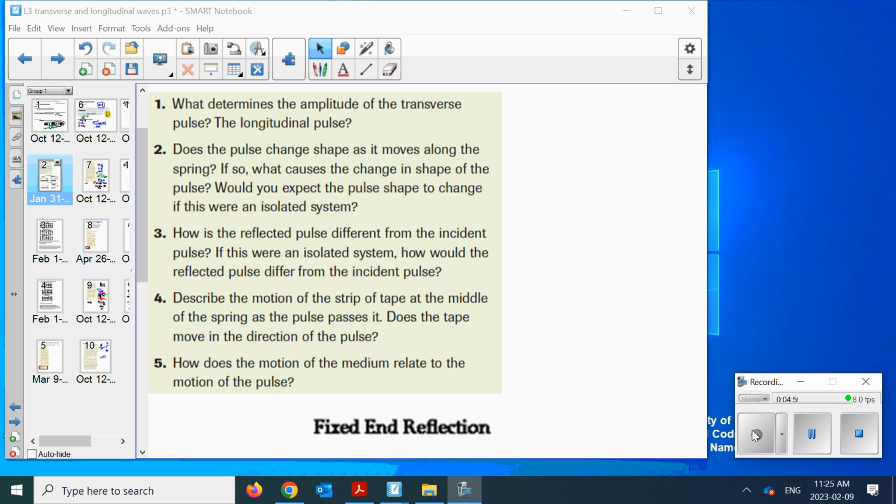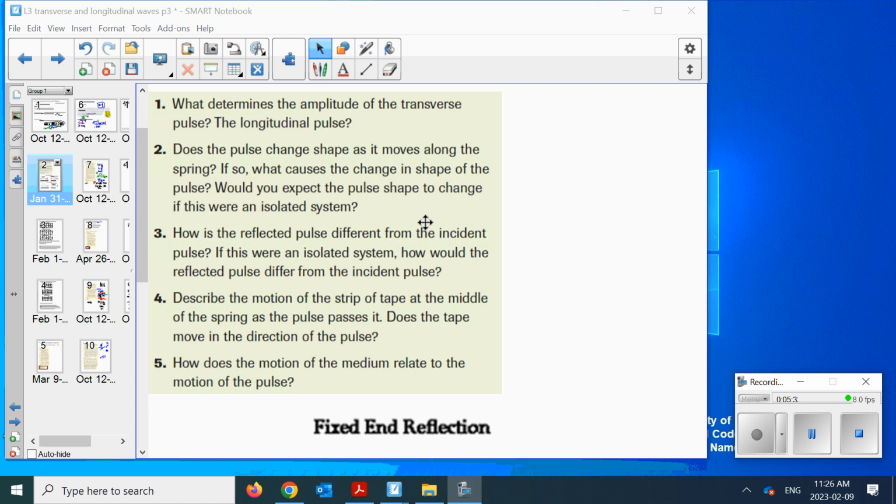I'll talk to you about an isolated system after, but we're not going to be too worried about that. Okay, recording now. Would you expect the pulse to change shape if this was an isolated system? What's meant by an isolated system? That's if we could somehow have zero friction. Do you think, from what you saw when we lifted it, I think it was you, Jesse, and I? Yeah, we lifted it. There was less friction. What'd you notice? Did it change shape as much? No.